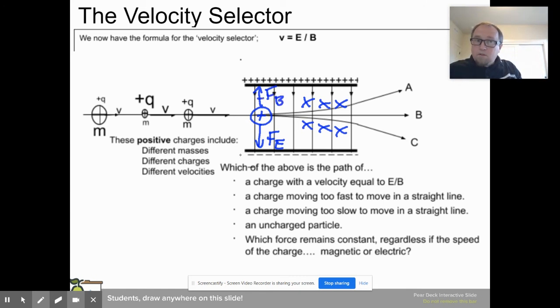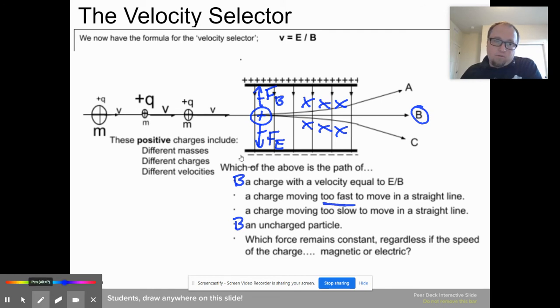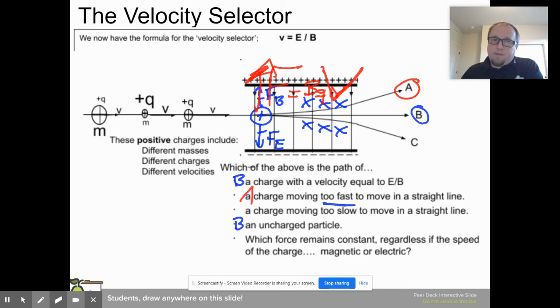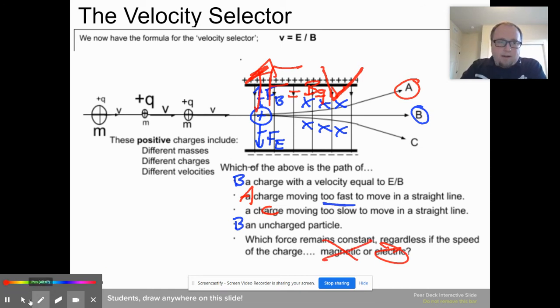Look at that. If it's just the right balance, it'll still go down the middle. It'll still take path B. Those two will be the same. Uncharged particles and charged particles with exactly the right velocity will go in a straight line. But what happens if they're going too fast? Too fast is BQV. If they're too fast, my velocity gets bigger, my force gets bigger, so my arrow is bigger. So which way does it go? Path A. Too slow, opposite. What stays the same? Electric. What doesn't? Magnetic. All right.